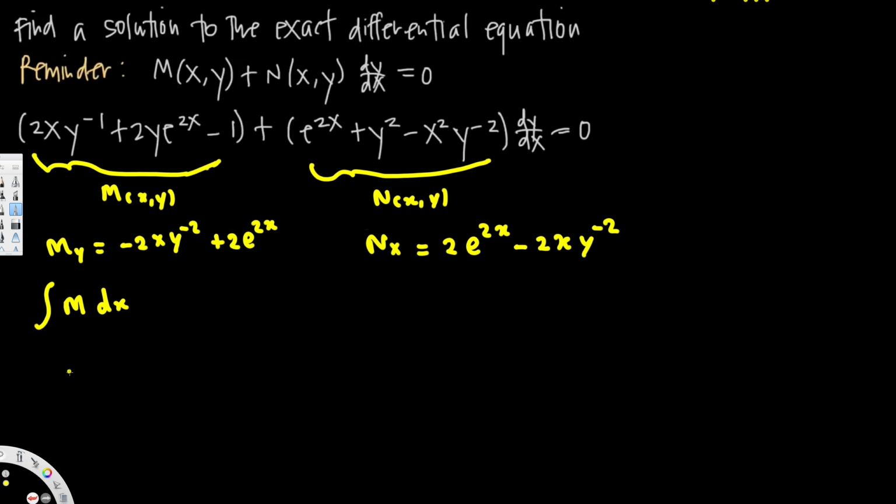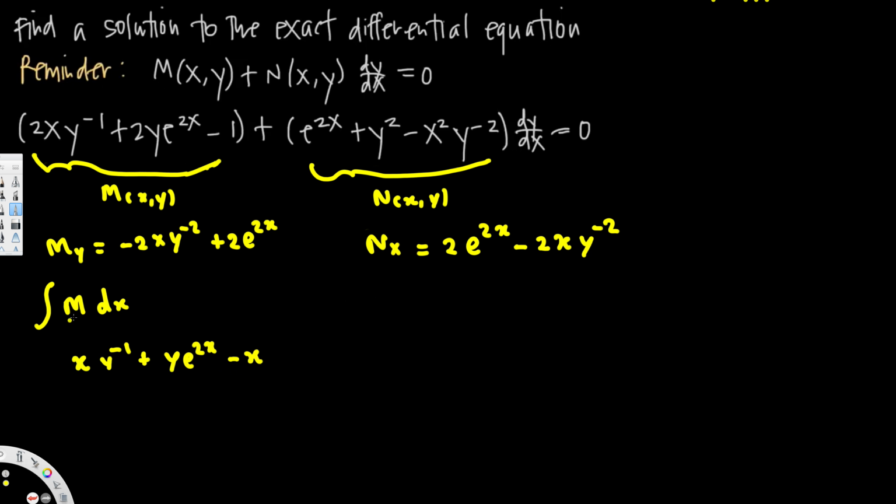Now we are going to integrate M dx, this one with respect to x. If you integrate this one, that's going to give us 2x squared divided by 2, which is just x squared, right? Because the 2 cancels. Then x squared times y to the power minus 1, and here we have 2y e^(2x). If we integrate e^(2x), that's going to be e^(2x) divided by 2. Again the 2 cancels, so we are left with y e^(2x), and minus 1, if you integrate with respect to x, we are going to have an x right here. So this is going to be x.